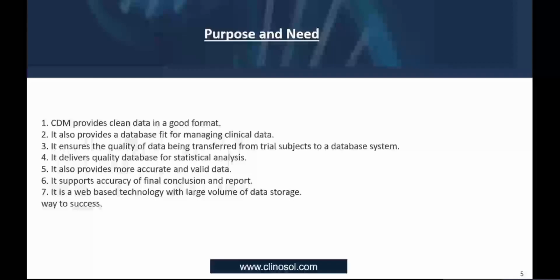What is the purpose and need for clinical data management? Clinical data management provides clean data in a good format, and it also provides a database fit for managing clinical data. It ensures the quality of data being transferred from trial subjects to a database system. It delivers a quality database for statistical analysis. It also provides more accurate and valid data. It supports accuracy of the final conclusion and report. It is a web-based technology with large volume of data storage.